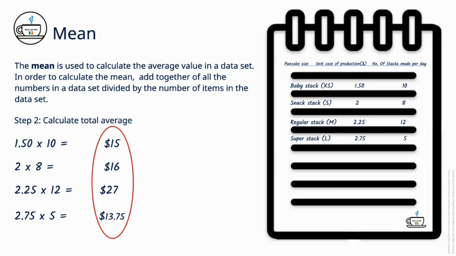In order to calculate the total mean average cost, we now divide the total cost by the total number of pancakes made. This is equal to 71.75 divided by 35, giving us a mean average cost of each pancake of $2.05. Next, we move on to the mode.